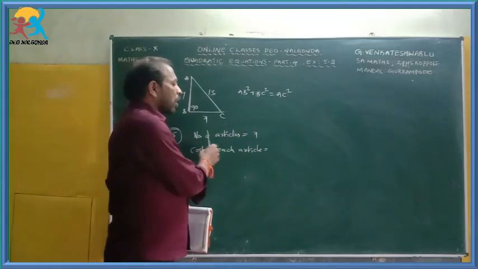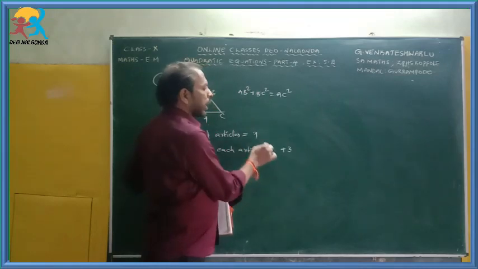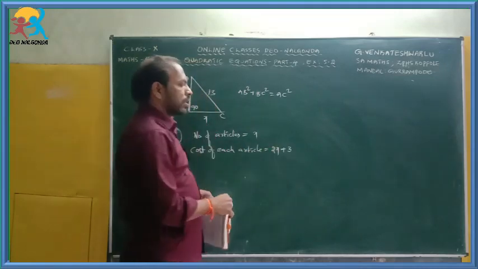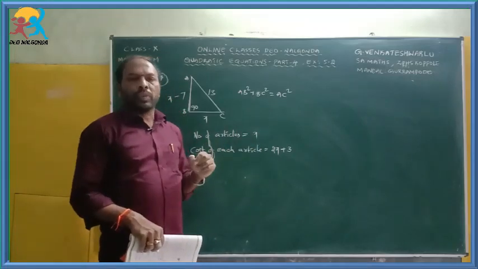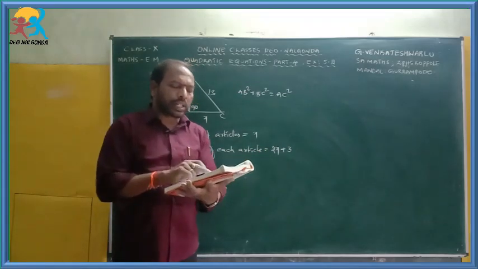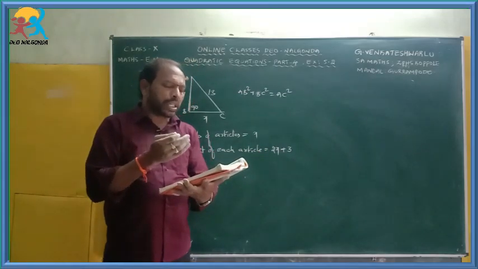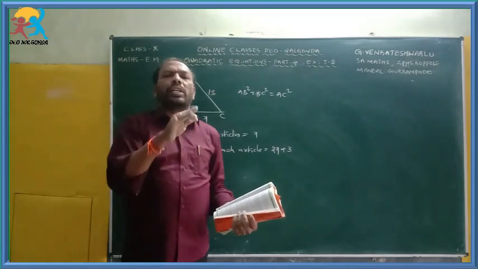So the cost of each item is 3 rupees more than twice the number of articles, 2x plus 3. If the number of articles produced on the day is x, the cost of each article is 2x plus 3. And what is given next? If the total cost of production that day is 90. Total cost of production on the day is 90.